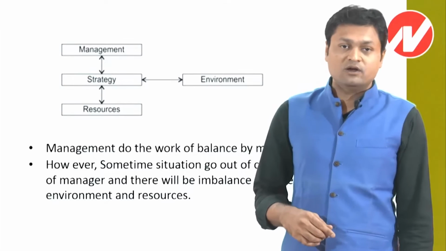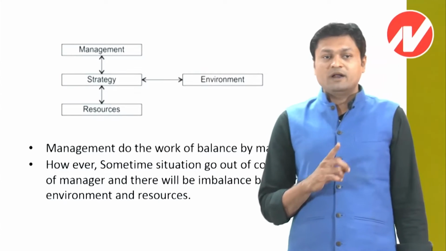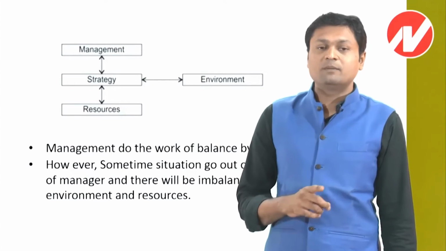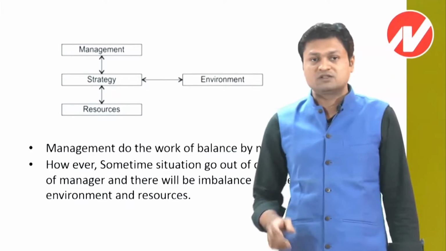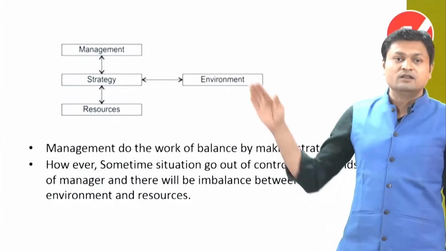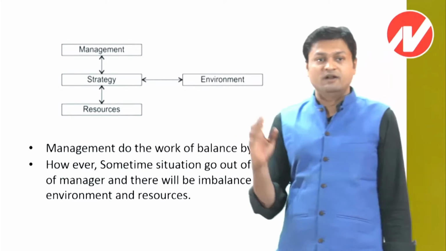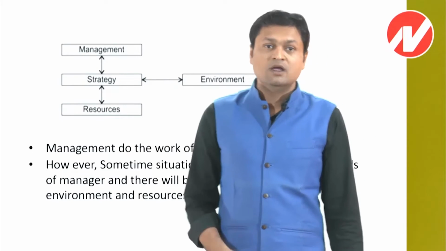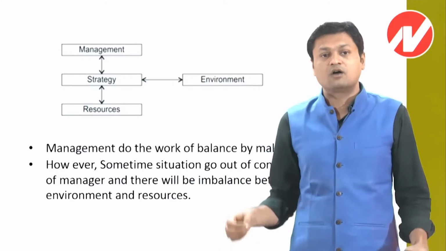You can see in the figure also on the PPT. See, in between there is a strategy. ऊपर क्या लिखा है? तो ऊपर लिखा है management. What does management do? Management tries, perfect is not possible every time, so a workable balance between the environmental factor and the resources. Workable balance between environmental factor and resources. Management का काम होता है to make a strategy. It is a work of balance.